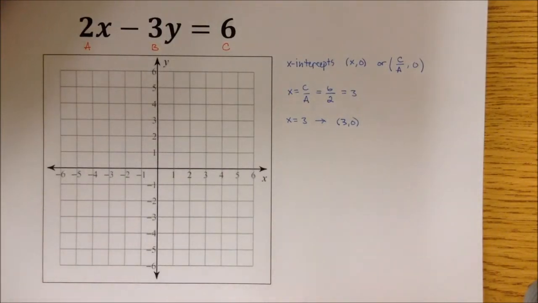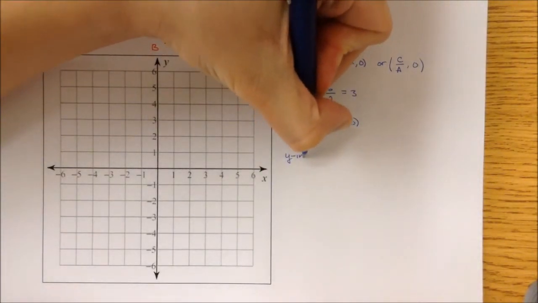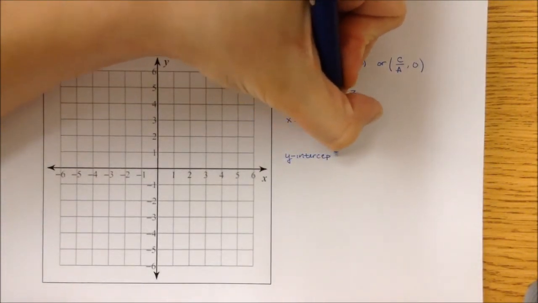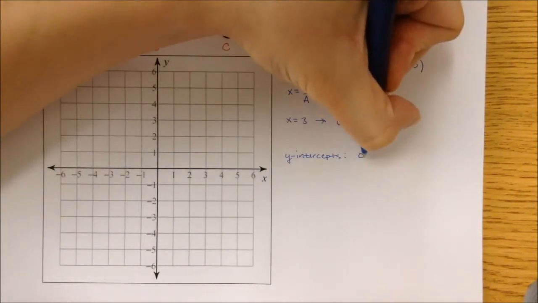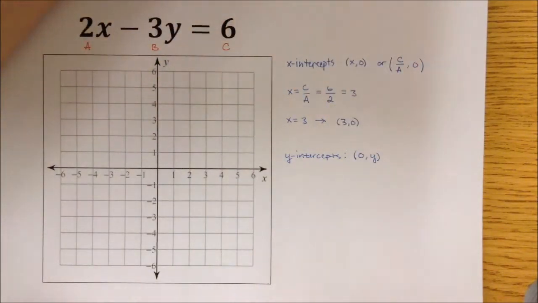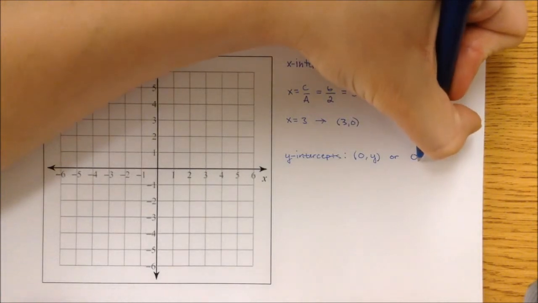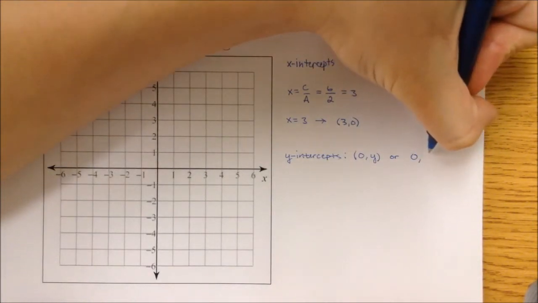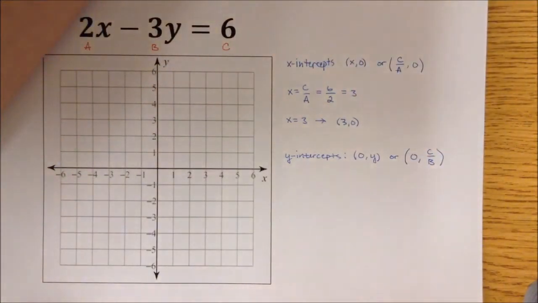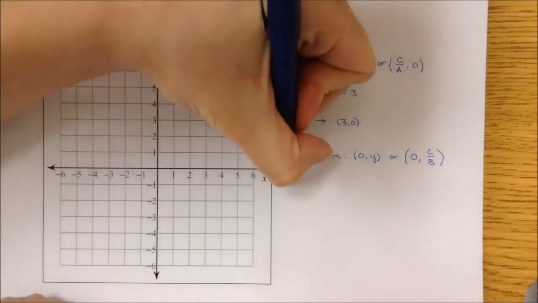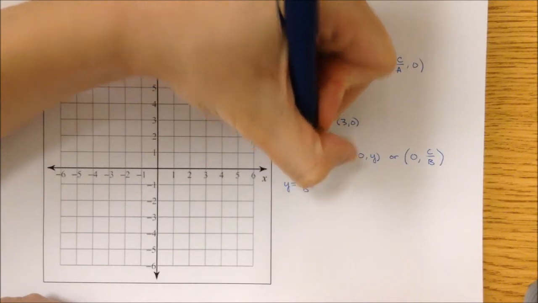Now we have half of the part. Next, we're going to find the y-intercept. And again, the y-intercept is a coordinate point, 0, y, or 0, the value of capital C divided by capital B. So y is the value of capital C over capital B.